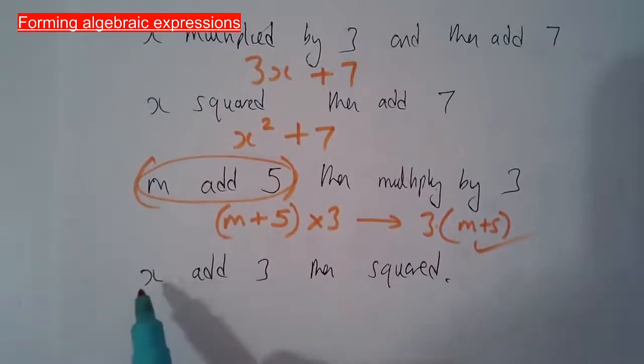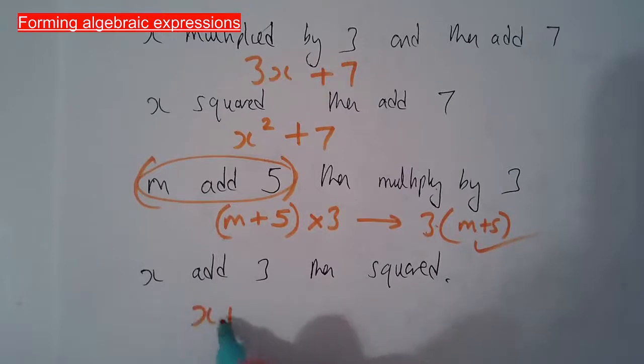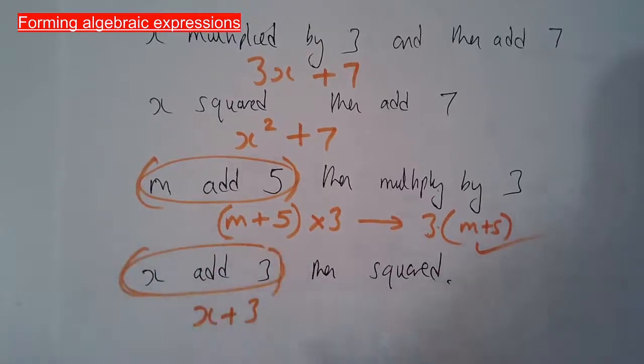Right, this one here. X add 3, or you can write 3 add x. And then we're going to square all of this. So we're going to square all of that. There you go.